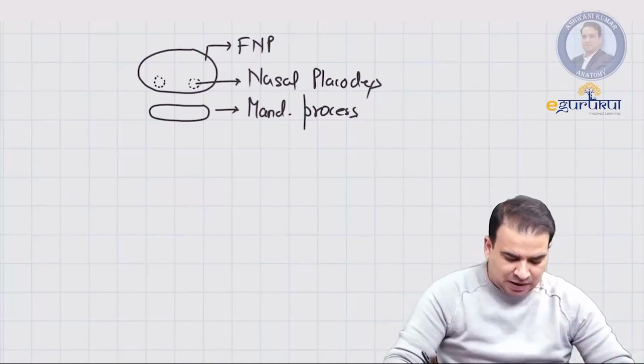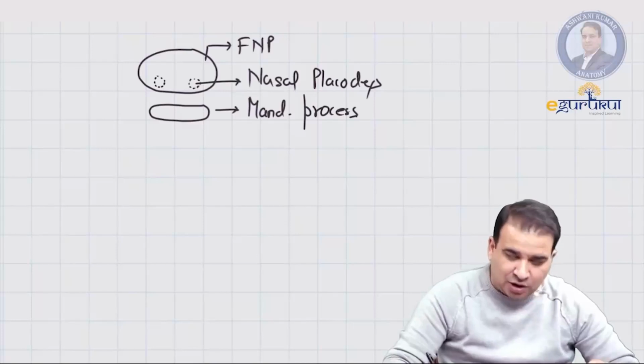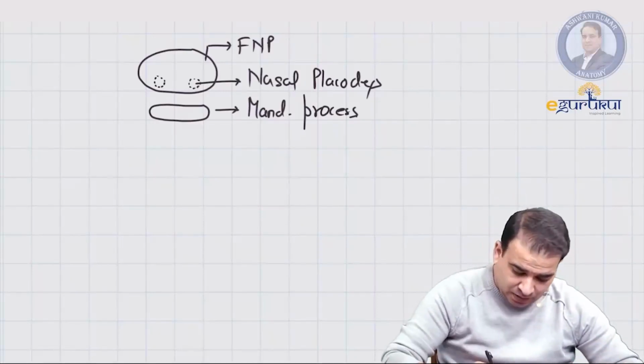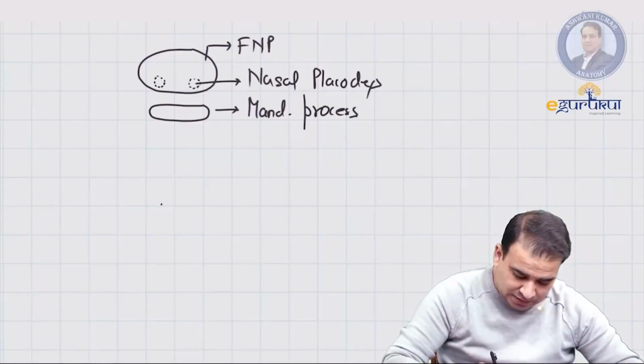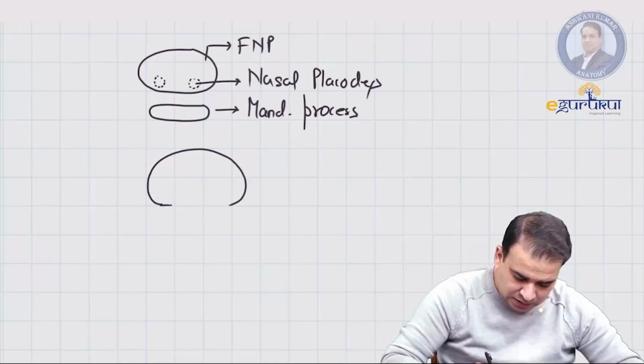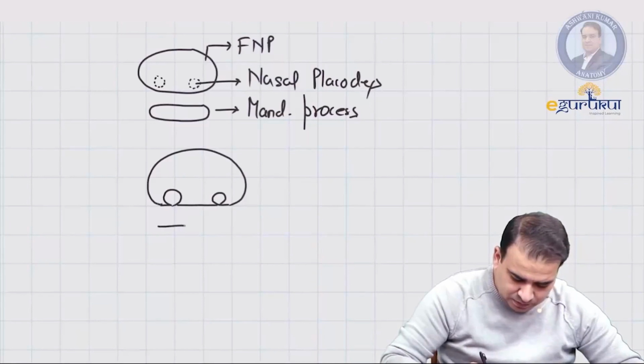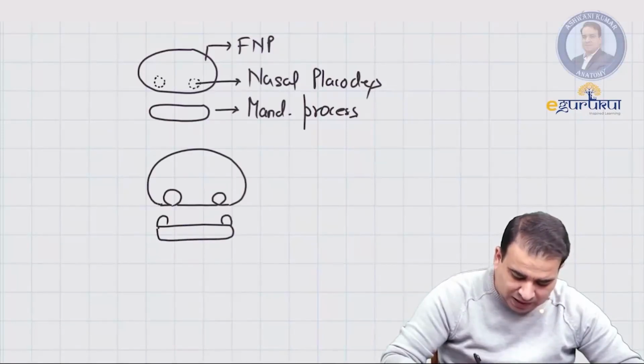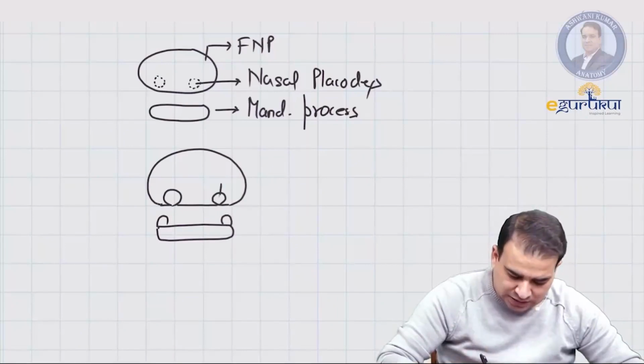Eventually these nasal placodes will form a pit inside, and that will be called a nasal pit. So this will be something like, this is the frontonasal process, and there will be these nasal pits. Initially they are far apart from each other. Below we have this mandibular process, and the mandibular process now starts giving rise to a process that is called the maxillary process. So that's the progression here.